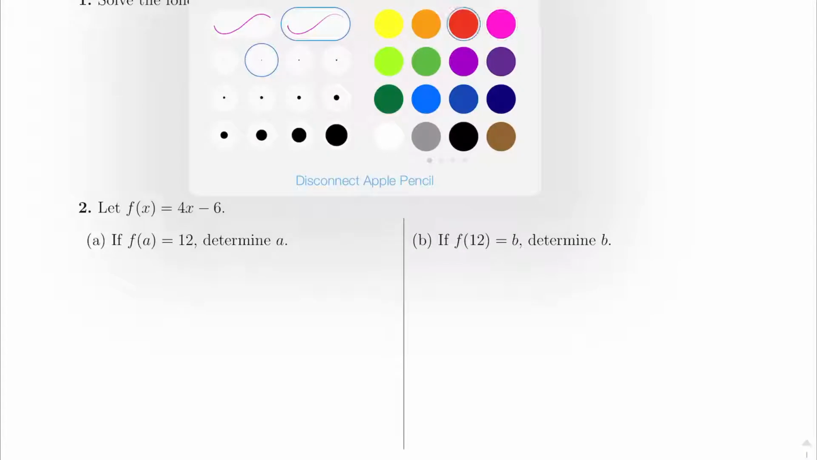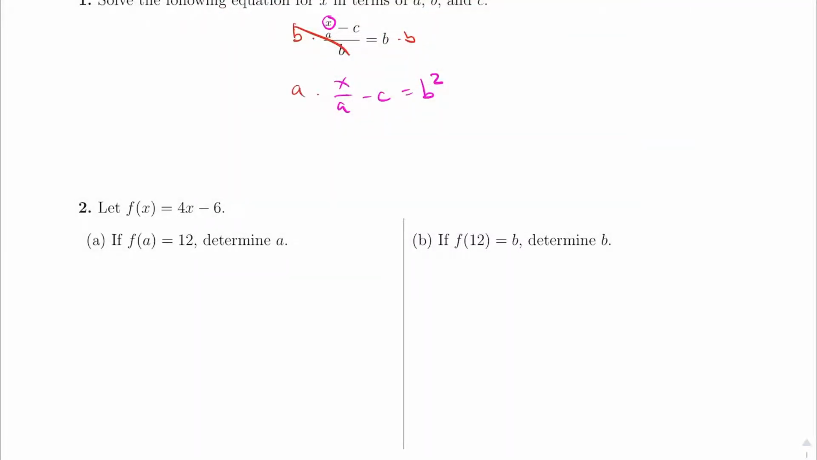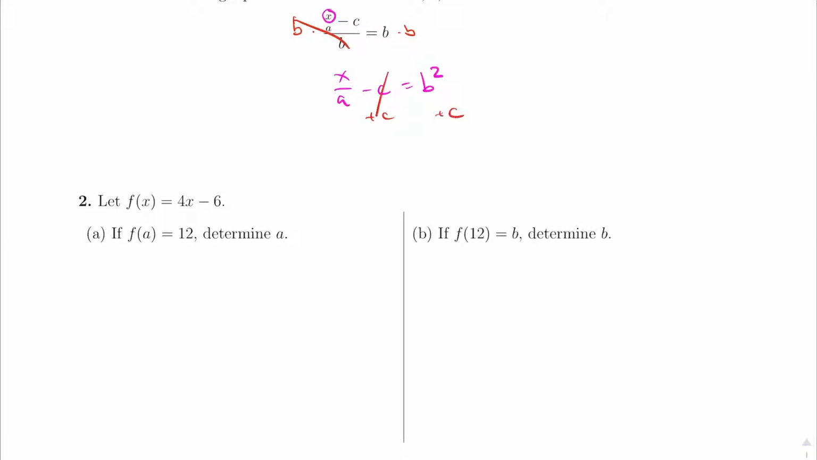Now the most common error on this quiz was a lot of people multiplied by a here, but that's not right. If you look at the x, the thing that's furthest from the x is actually the c. So to use inverse operations here, we would have to add c on both sides of the equation, and that would give us x over a equals b squared plus c.